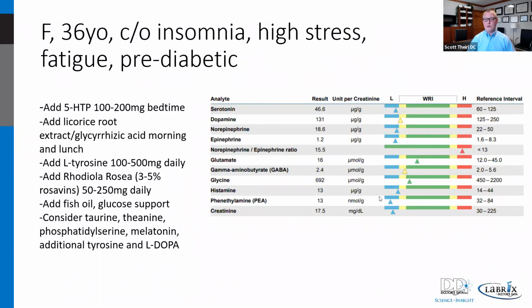And down the road, if we do want to do a little extra daytime dopamine, norepi, and epi support, we could always add a little extra tyrosine or L-DOPA. But right now, if you get her sleeping better, chances are she's going to have a lot more energy during the day and not feel as high stressed or fatigued.